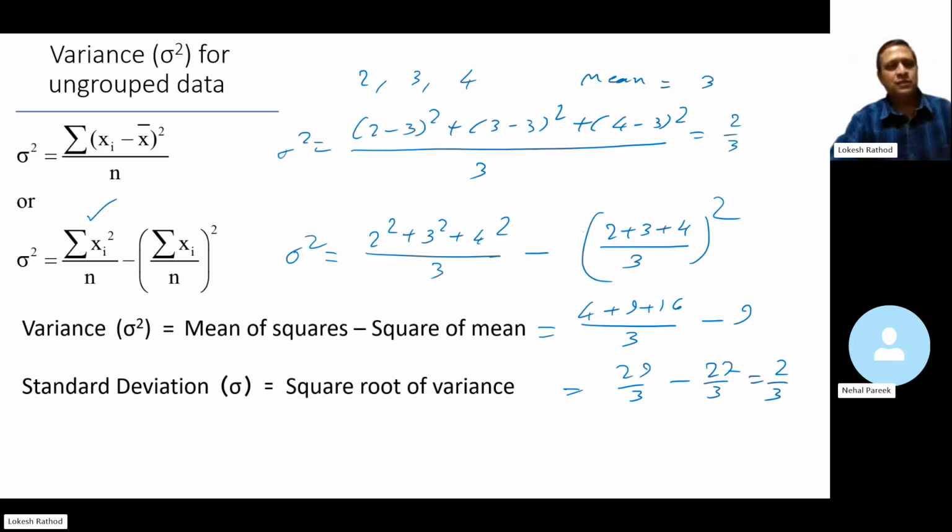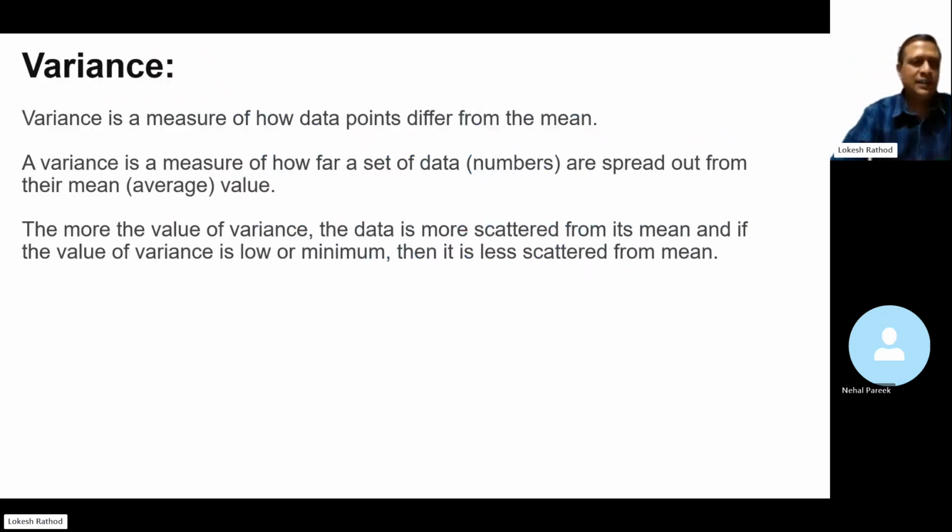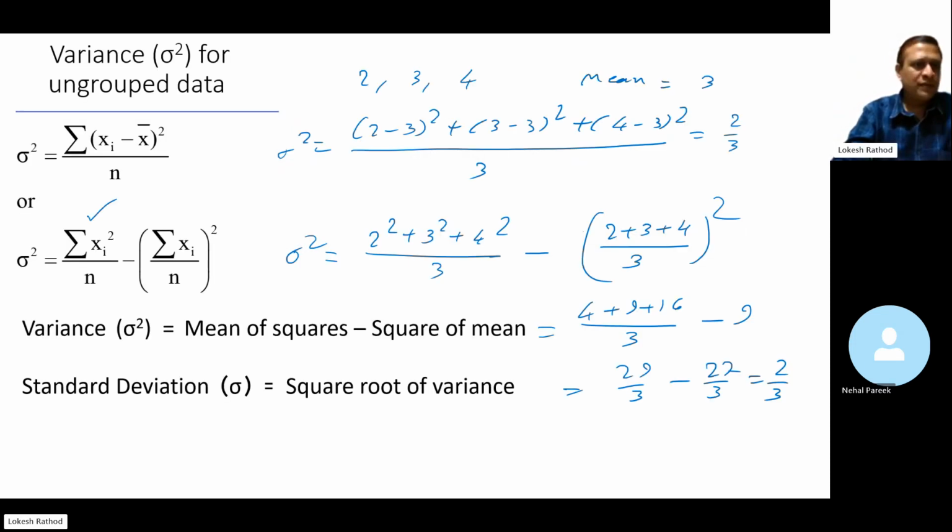So first thing, variance. Variance measures how close or far the data are from the mean. If data are closer to the mean, they are more consistent, and in that case variance is less. If data are away from the mean, they are less consistent, so variance is more.